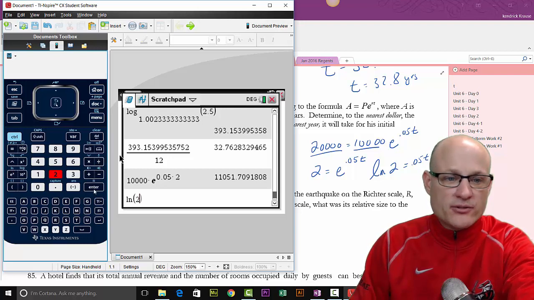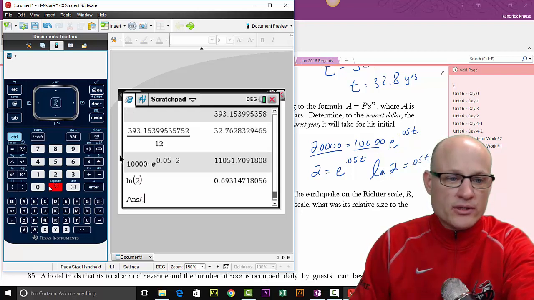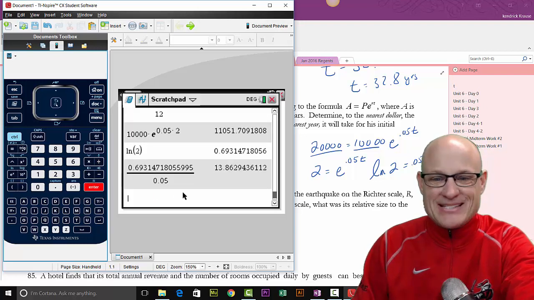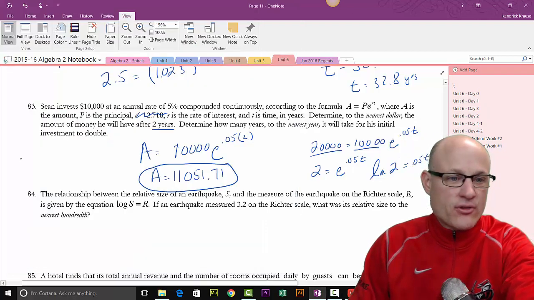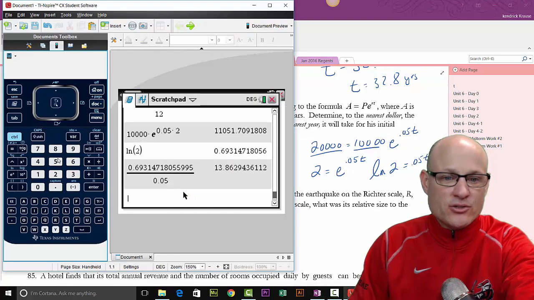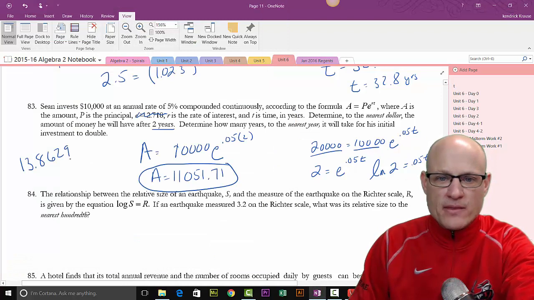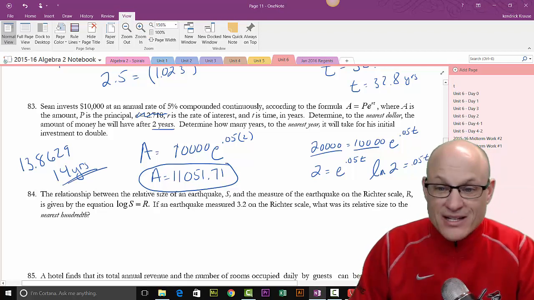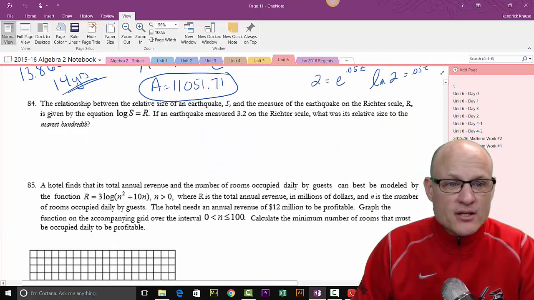And we divide, enter, and then we divide by 0.05. 13.86 years. So 13.8629. What do we round it to? Nearest year. So it'll take them 14 years for the money to double. That's pretty good, actually.